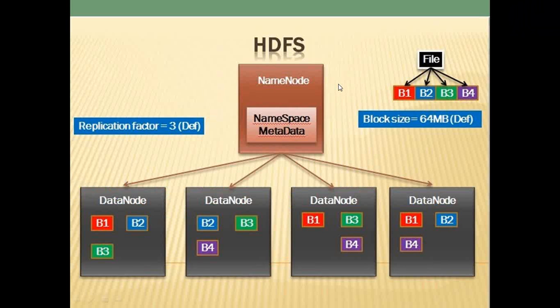Okay, coming to here. I have one file, and that file is split into 4 blocks. How the blocks are split is based on the block size. By default, the block size is 64 MB. We can decrease it to less than 64 MB, so that is a configurable size in HDFS. And if we want, we can increase it to more than 64 MB.